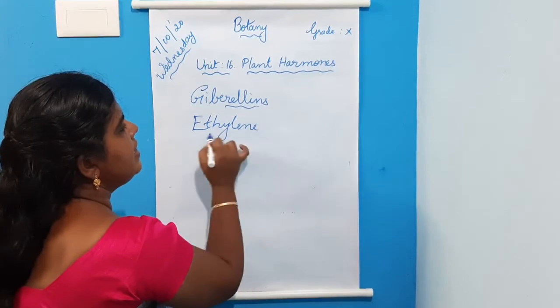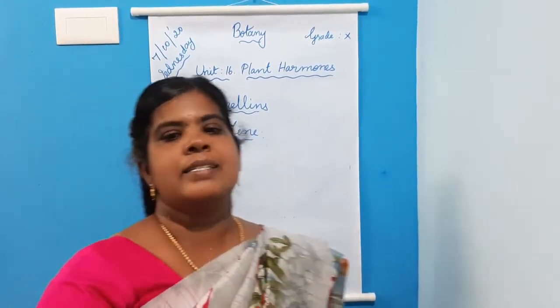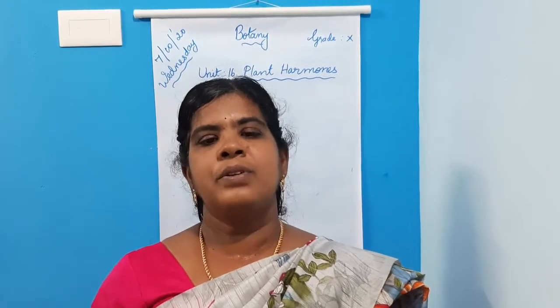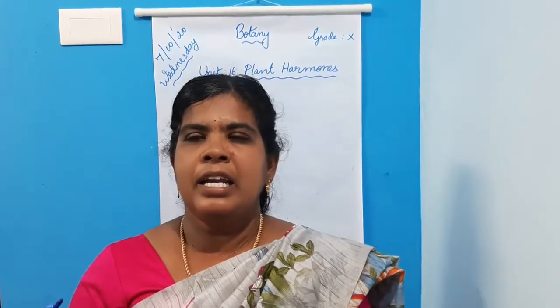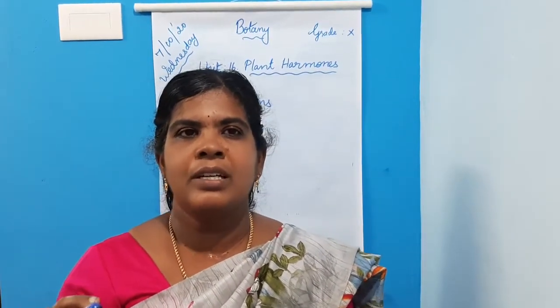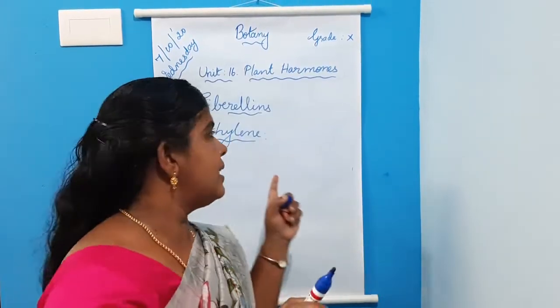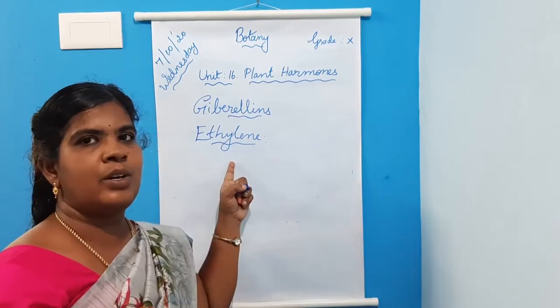Ethylene is a gaseous hormone. It's a powerful growth inhibitor, mainly for the maturation and ripening of fruits. So ethylene is a gaseous hormone. Which is a gaseous hormone?